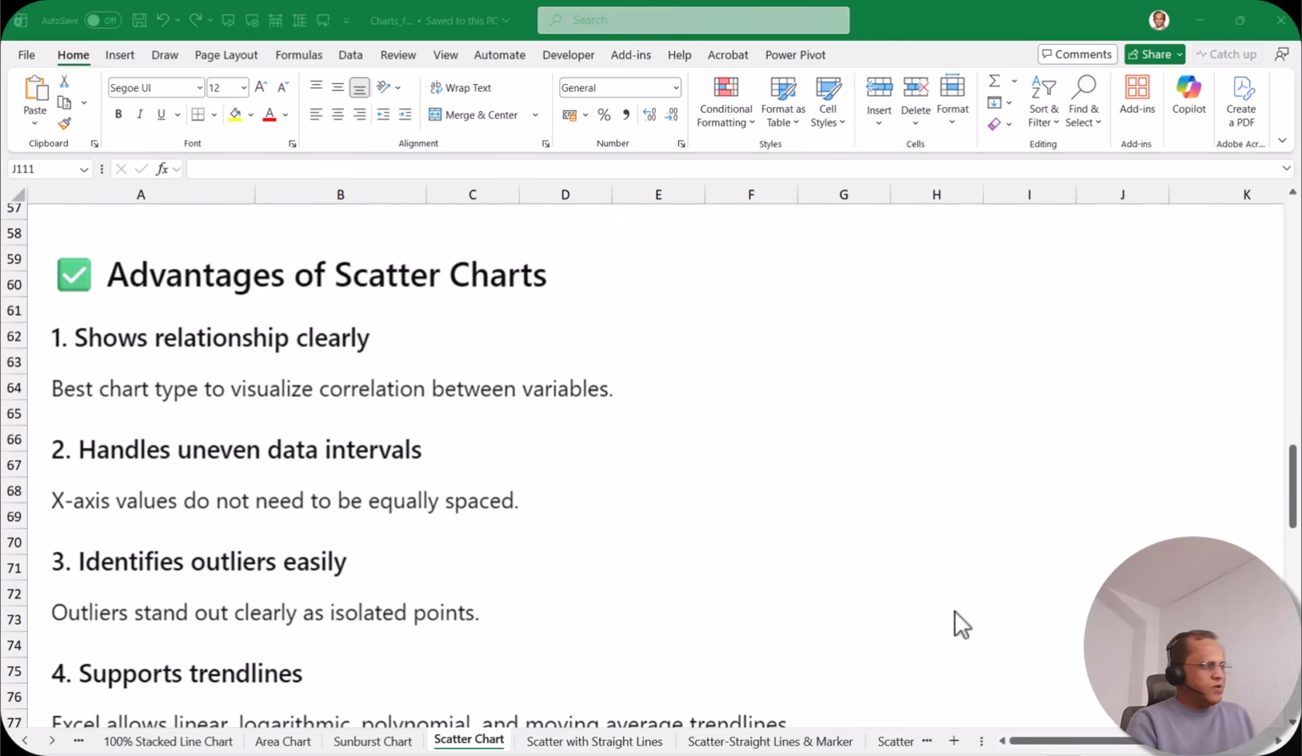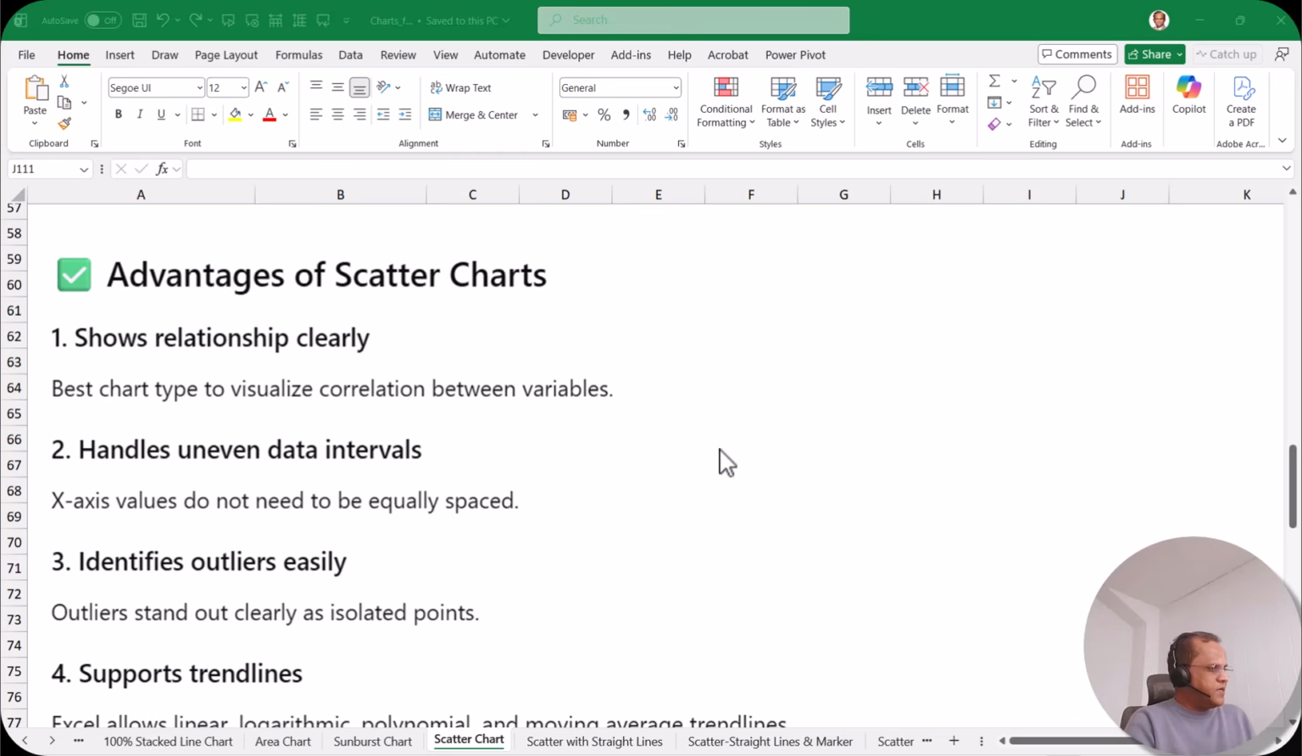Then what are the advantages of the scatter chart? The first one is it shows relationships clearly. As we have discussed earlier, if you want to find the correlation between two variables, that can be easily shown with the help of the scatter chart. Second, it handles uneven data intervals. As I've discussed earlier, whenever you are plotting values on the x-axis, and the values are not in an equal sequence, then definitely you can use the scatter chart very easily.